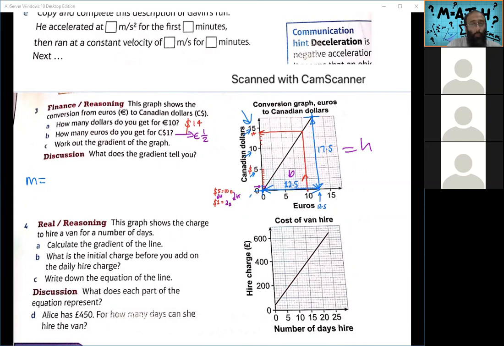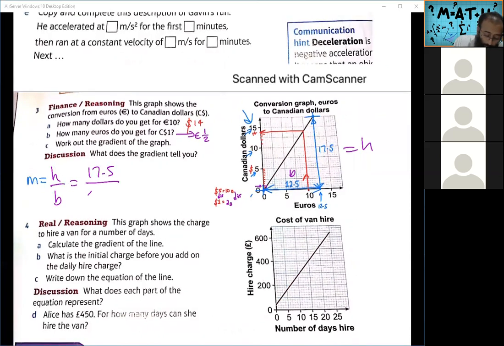It's no good if you can't remember the basics. You've got to work out the gradient of any line: it is the height divided by the base. That's basic. We did it right at the beginning of our topic, and we've done it again. Whenever you do the gradient, it's the height divided by the base. So you need to learn that. Okay? So what is the height? 17.5. And the base is? 12.5.